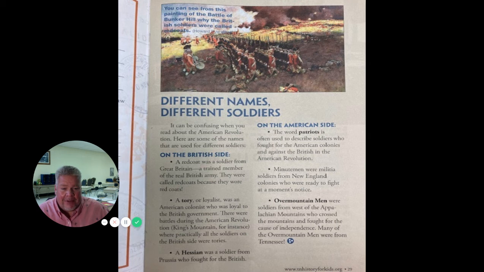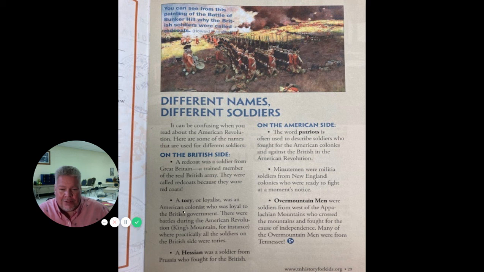And then the Over-Mountain Men, that's some good old Tennessee boys right there. Over-Mountain Men were soldiers from west of the Appalachian Mountains who crossed the mountains and fought for the cause of independence. Many of the Over-Mountain Men were from Tennessee.